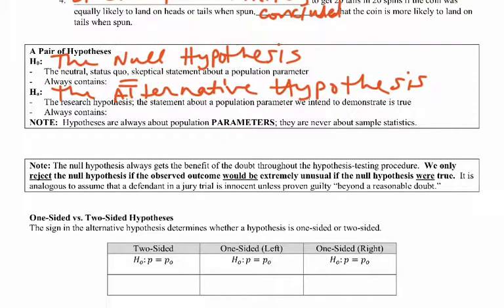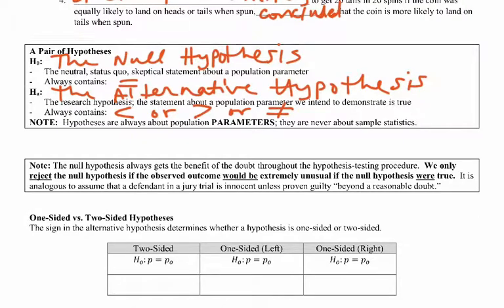The alternative hypothesis always contains less than, or greater than, or not equal. So when you're just looking at the hypotheses, you can tell which is which based on the symbol that they use. The null hypothesis will always contain equals. The alternative hypothesis will always contain less than, greater than, or not equal to.